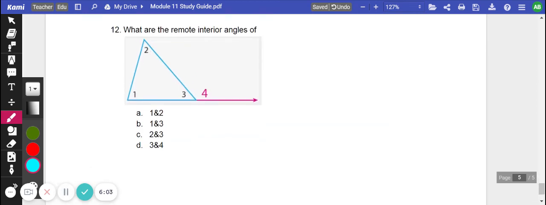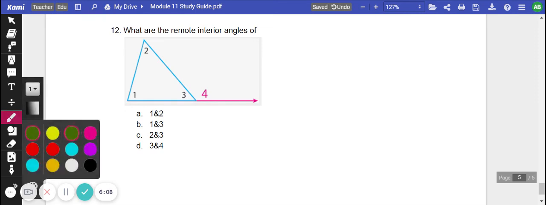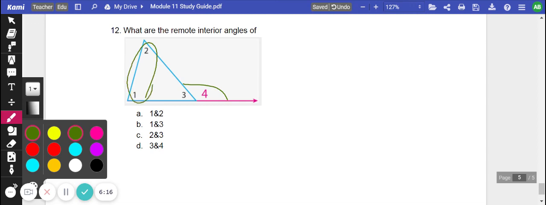Okay, and then it says, what are the remote interior angles of angle 4? So here's angle 4. The remote interior, so they have to be inside. These are the ones that are not touching it. Therefore, 1 and 2 are the remote interior angles of angle 4.